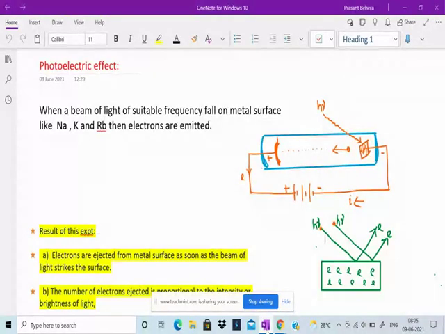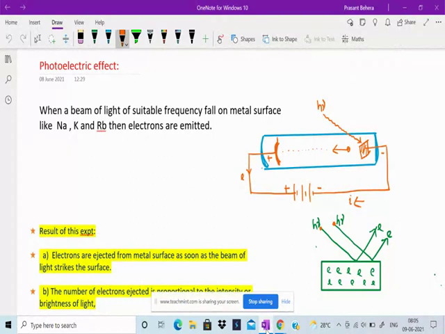Now I will share the screen. So this is the photoelectric effect. When a beam of light of suitable frequency falls on a metal surface like potassium, sodium, rubidium, cesium, etc., electrons are ejected. These electrons are called photoelectrons.